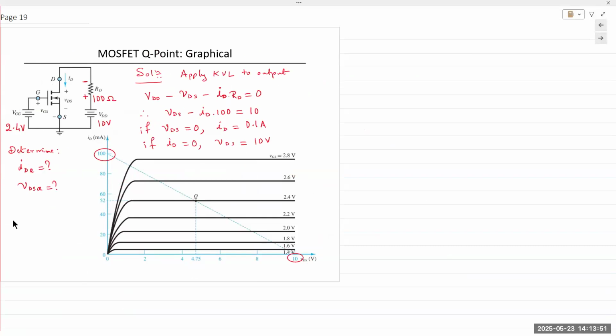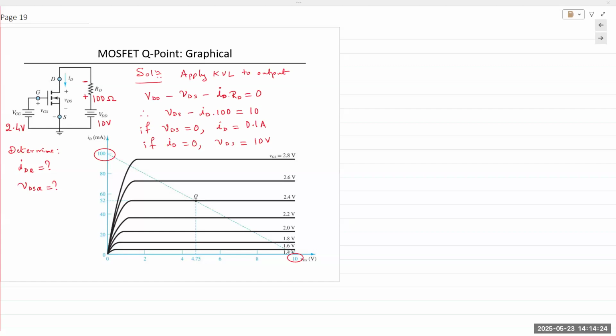Okay, so because it's the Q point values, there's a subscript Q applied to both. So we have IDQ and VDSQ. All right, so this is essentially the same as the load line analysis we've been doing for the diodes, the Zener diodes, the BJTs. Same straightforward approach. And in the case of MOSFETs, it's easier because the gate is actually isolated from the device.